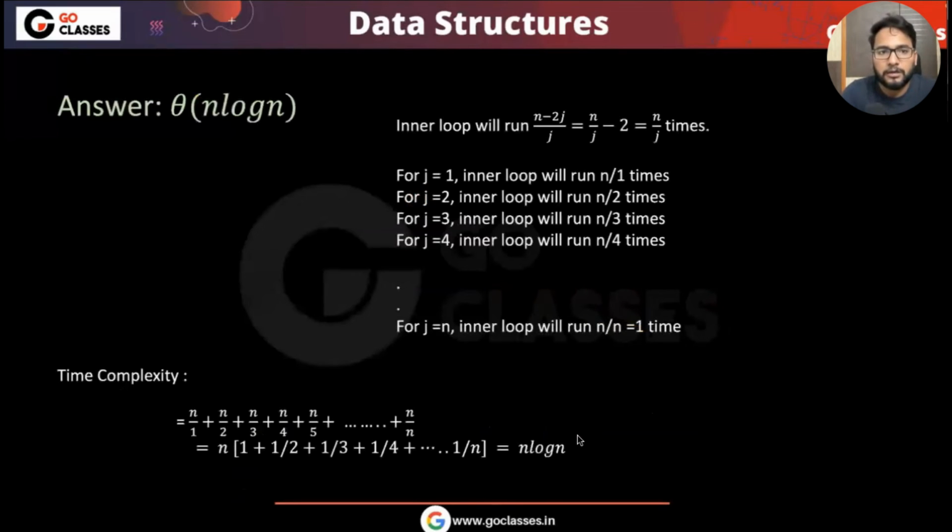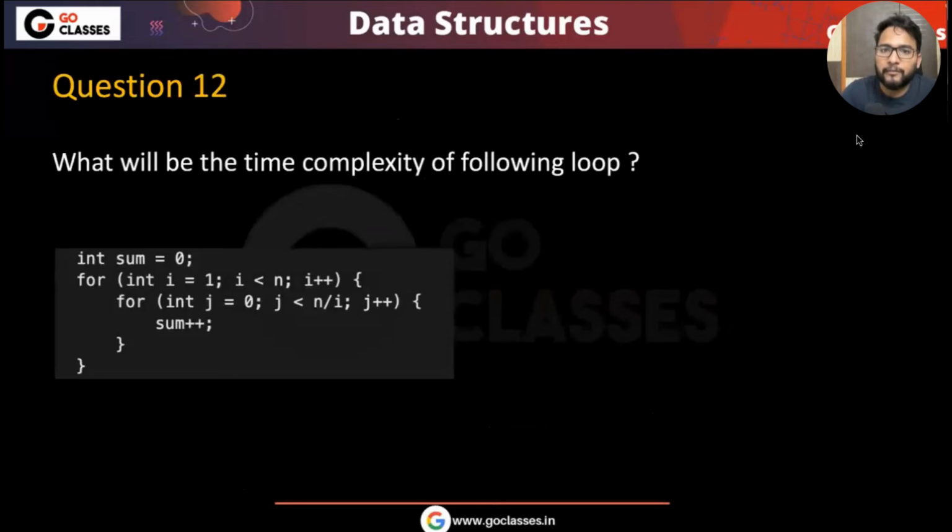Now let's see this question number 12. What is the time complexity of this loop? Tell me. What is the time complexity of this loop that you are getting? So this is n, I think. And this is going to run n by i times. For i equal to 1, you are going to run n by 1. For i equal to 2, n by 2 times, like that, right? And then so on. So that's why the final answer is n log n, I think, right?